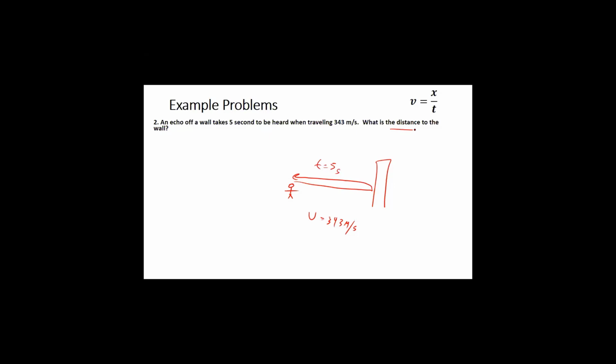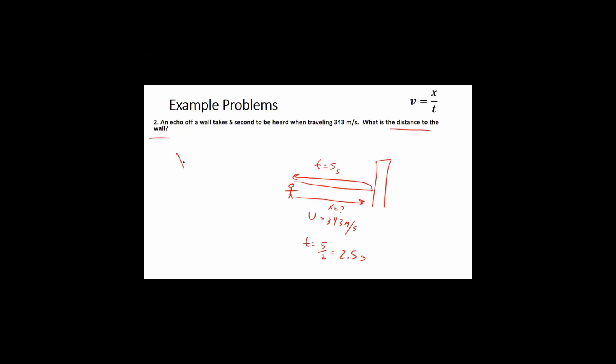And notice what they do here. What is the distance to the wall? So therefore, we don't want the time to the wall and back. What do we want the time of? Just to the wall, right? So what are we going to have to do to that 5 seconds to make it just to the wall? Yeah. So you're going to end up having to just to the wall, the time's not going to be 5, the time's going to be half of that, so divided by 2.